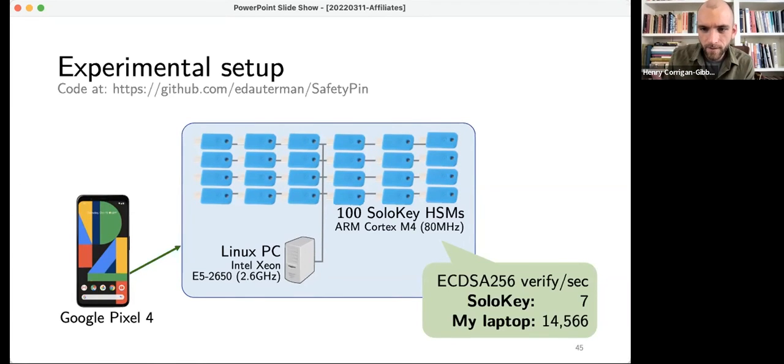On one of these Solo Keys, we could do 7 digital signature verifications a second, which is orders of magnitude less than a laptop. So these are very, very limited devices. And we hooked them up to a Linux PC that was simulating the data center, and then used a Pixel 4 for backup and recovery for the benchmarks. And all of the code for this is up on GitHub.